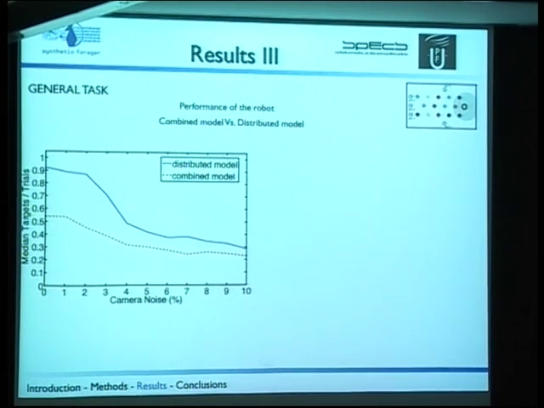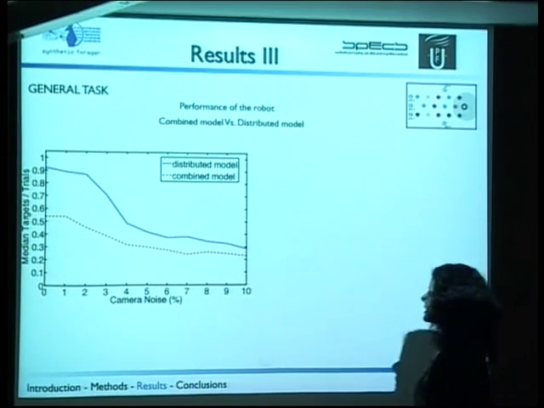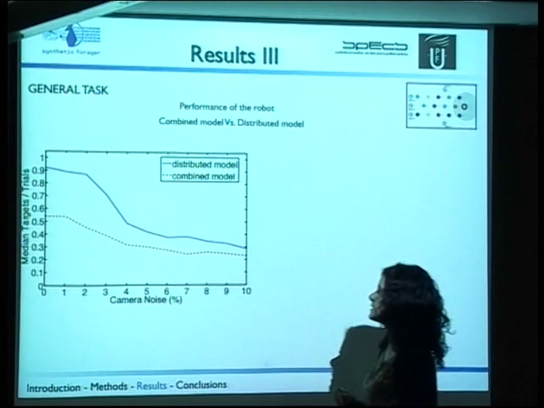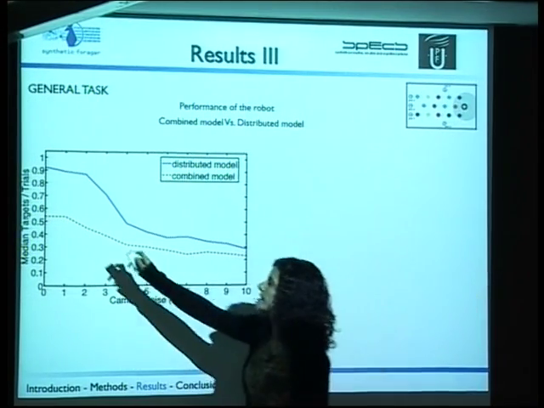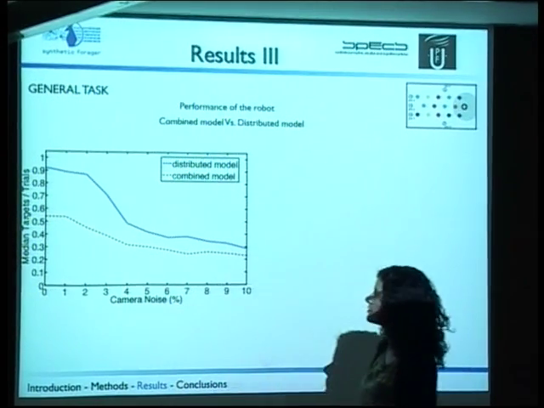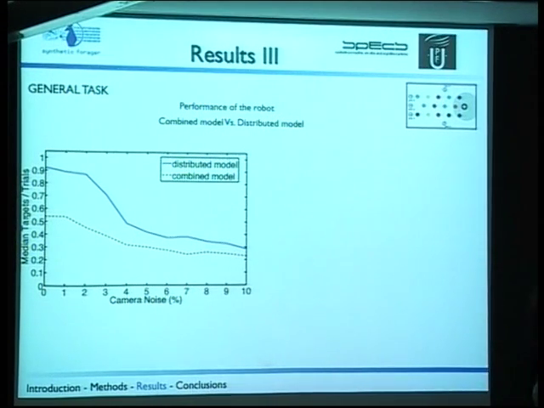And in the last task, you can see again there the environment. We did the same, and we increased the noise in the camera from 0 to 10%. And we saw here that the distributed model is less affected by the camera than the combined model, and also has a significantly higher performance when there is no noise at all.